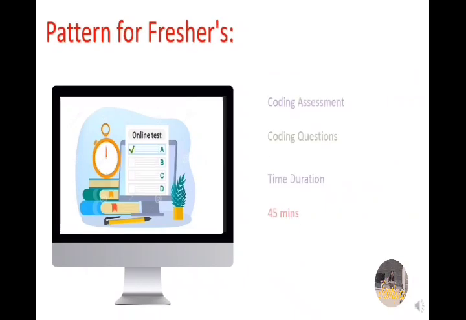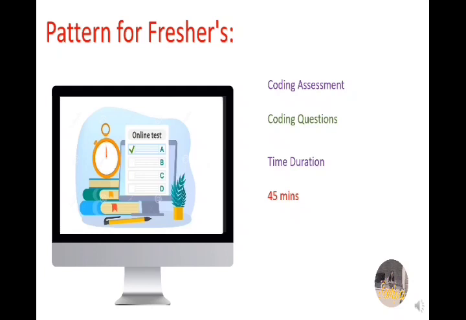The second round will be your coding round. The coding questions will be asked. The time duration is 45 minutes for this, and the number of coding questions will be 2. So this is the second round.